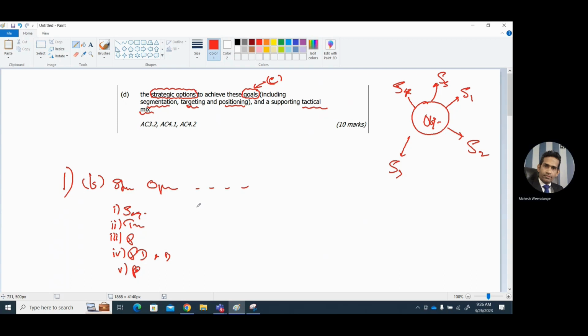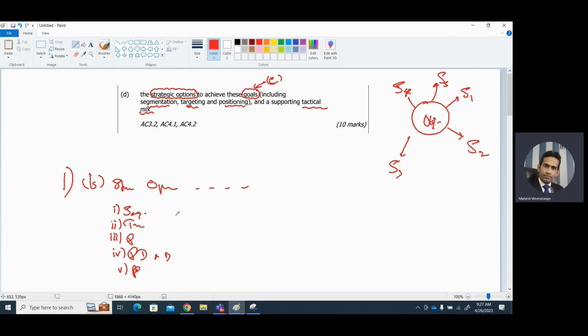And remember, guys, don't write theories there because you won't get a single mark for theory. You need to implement whatever theories you have learned, because in this answer they don't expect what is segmentation, what is targeting, what is positioning. No, those are theories. Don't write theories, but you have to explain how you have implemented your segmentation, targeting, and positioning to achieve the goals mentioned in Task C.